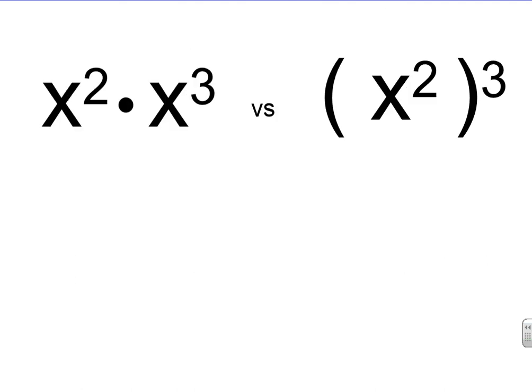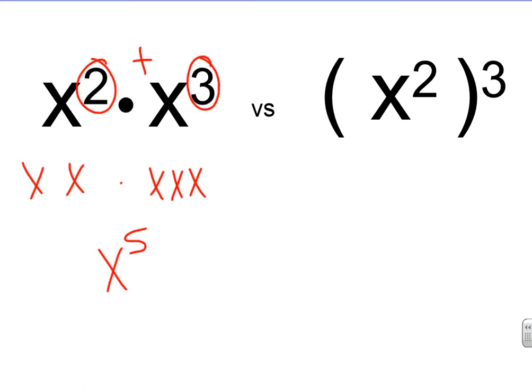We're going to take a look at the difference between what we did in Lesson A, where it was x squared times x to the third. Now that's going to be compared to what we're doing today, which is x squared to the third power. Here, this is saying I have x times x, x, x, x. Well, when I put that together, I have x to the fifth power, which is why we know we can just add those exponents to get the answer.